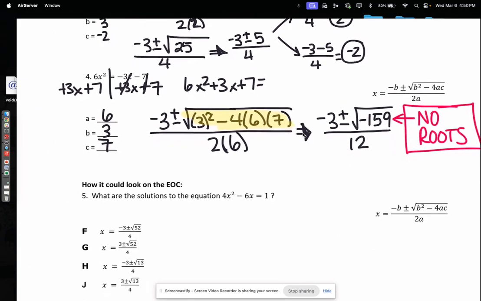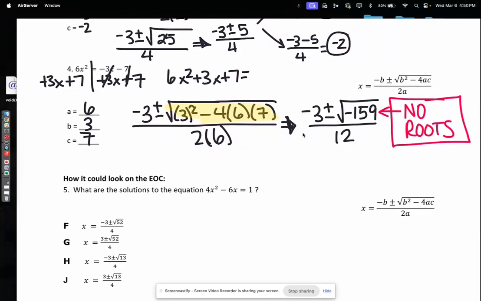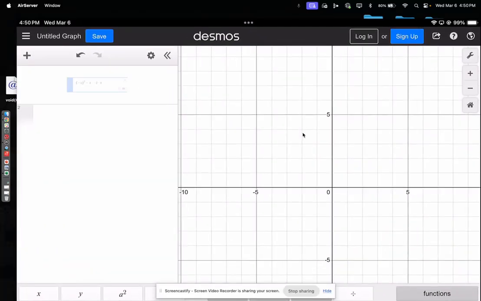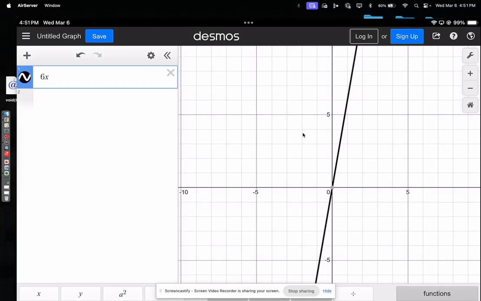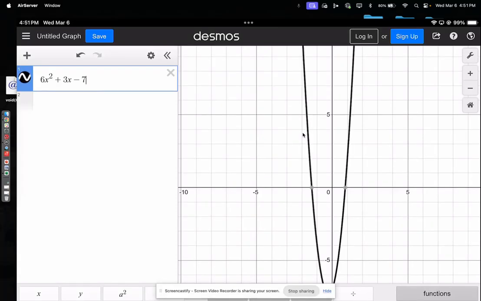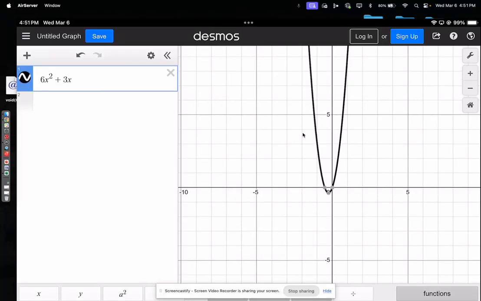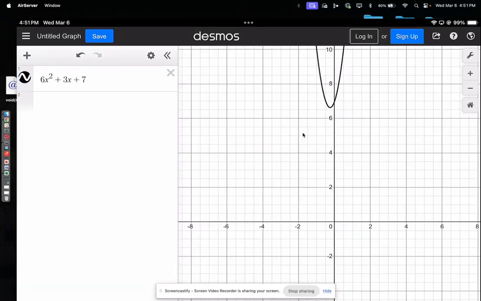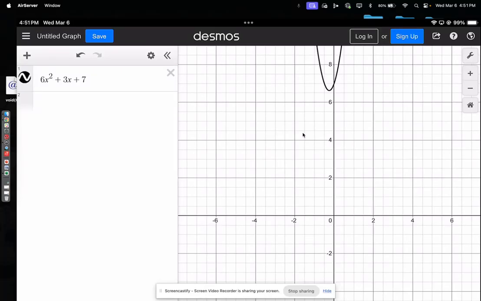If you weren't sure, if you're second guessing yourself, definitely go to your Desmos and graph it in standard form. You can't graph it with that equals and the numbers on both sides. So plus 3x minus 7. And remember we said, oh, I put -7. It should have been plus. I apologize. Plus 7. So notice it's way up here above the x-axis. So that is why there are no roots. There are no x-intercepts, okay?